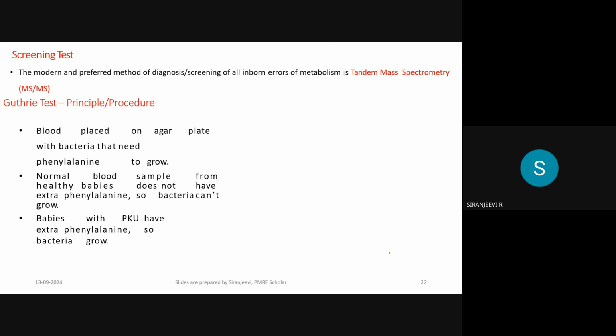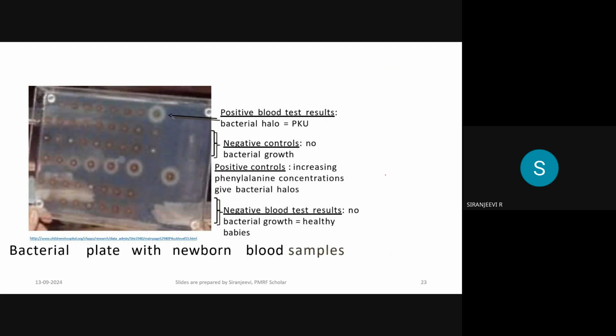So we will get to know whether the bacteria grow on the plate where the patient sample is, because due to the high levels of phenylalanine, the bacteria can grow. Whereas when phenylalanine is not given enough, the bacteria will not grow, and we cannot see it on the agar plate. This is one such example. If you see the positive control here, with increasing concentration of phenylalanine we can see the bacterial growth, whereas the negative controls didn't show any bacterial growth. Only one set shows a ring of bacterial growth, which means that this patient has phenylketonuria.